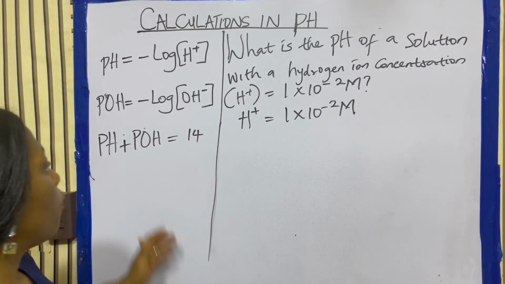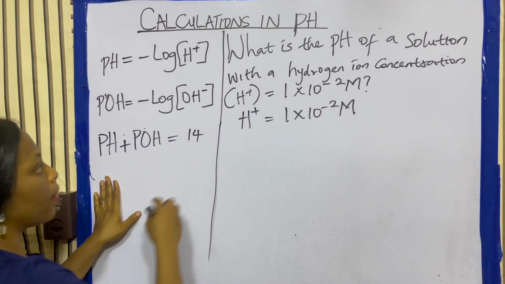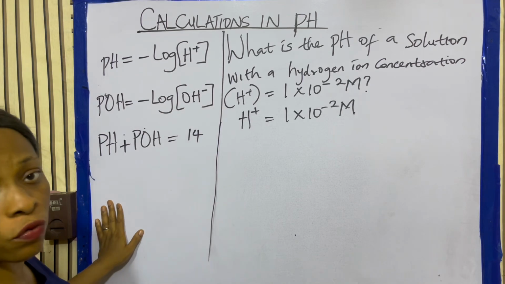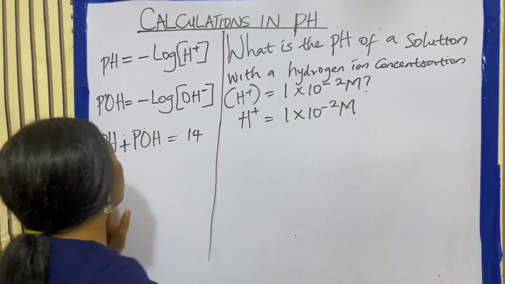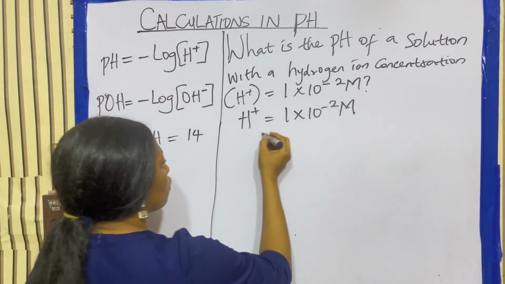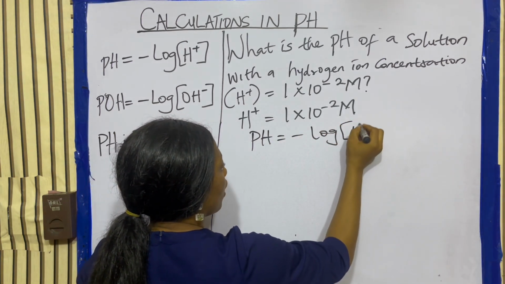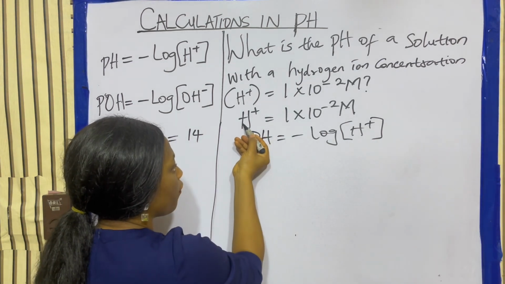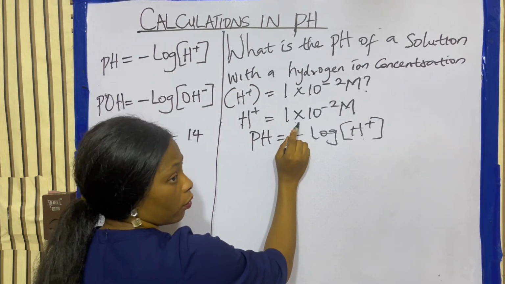From these formulas, which one are we going to use? Remember, the question says what is the pH? We are going to use this formula, which is pH is equal to minus log of hydrogen ion concentration. So wherever we see hydrogen ion, we are going to plug in this.